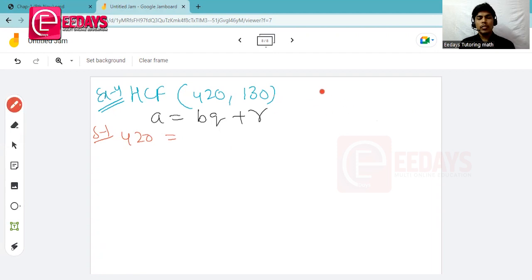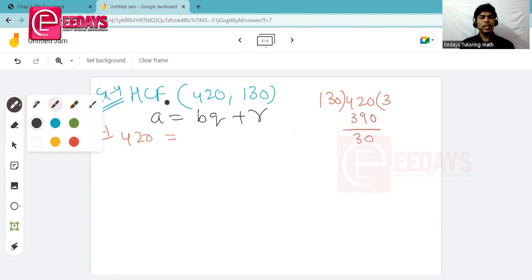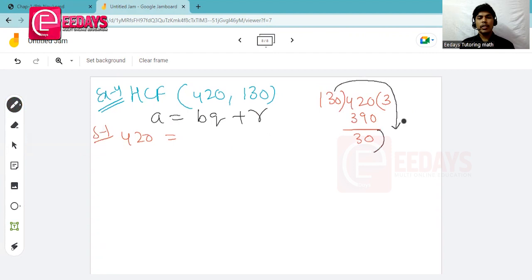Okay. So first 130 and 420. For 130 threes are, you'll get 390. The remainder we get is 30. Now the next step would be, you can take this 130 as the divisor, because we couldn't get the remainder 0. The remainder we got is 30. So that's why you can take it, and the process keeps repeating till you get 0 as the remainder.